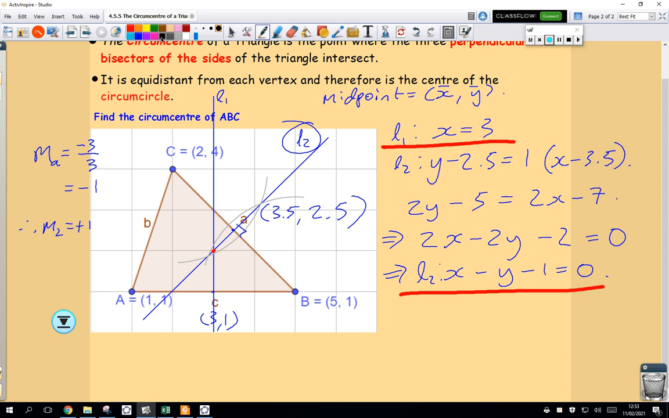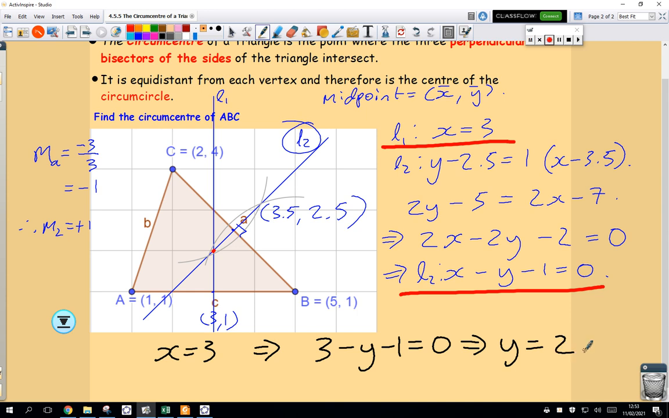So line 1 is really nice because it's just x equals 3. So x equals 3. We're going to plug that into line 2, which will give me 3 subtract y subtract 1 equals 0. And from that, adding y on both sides, I can see that y has to equal 2. So I have an x coordinate of 3, a y coordinate of 2. That is my circumcenter, (3, 2).